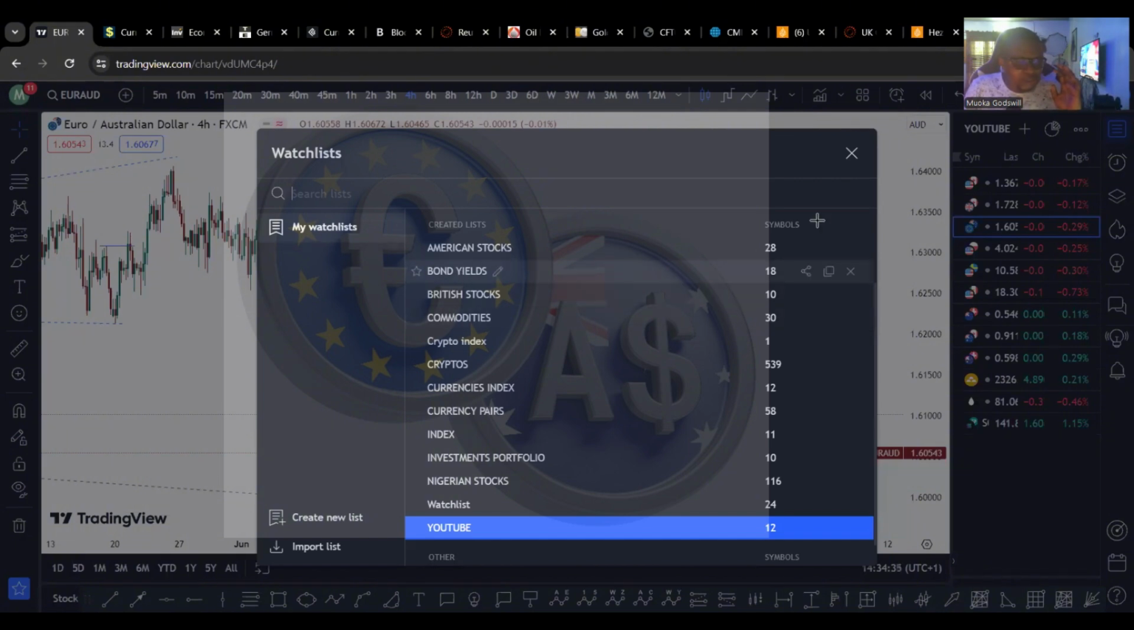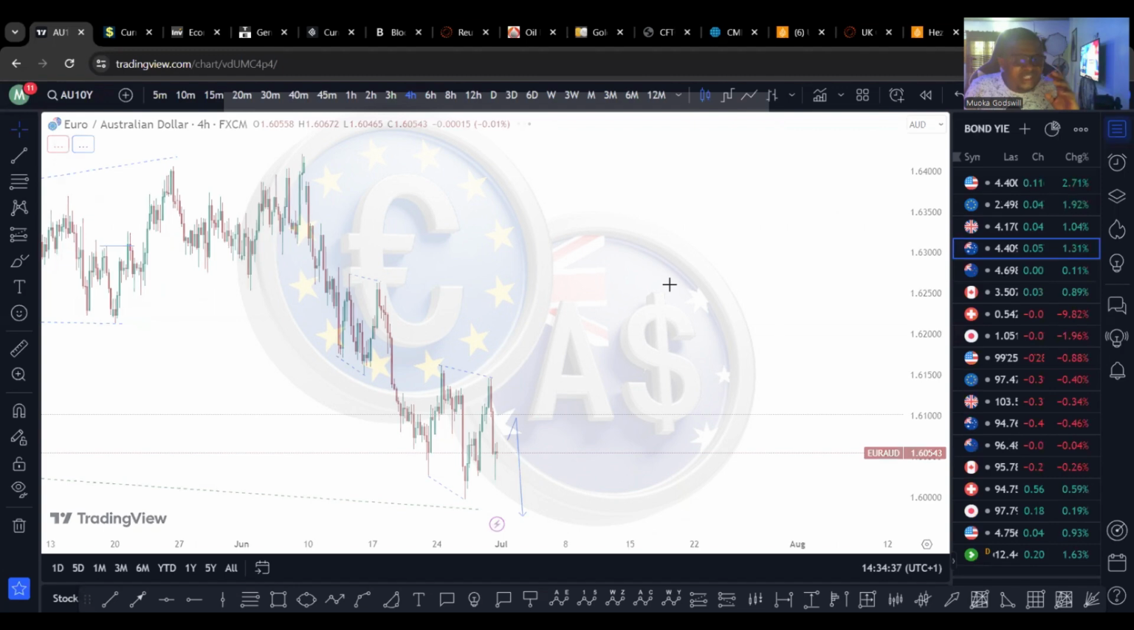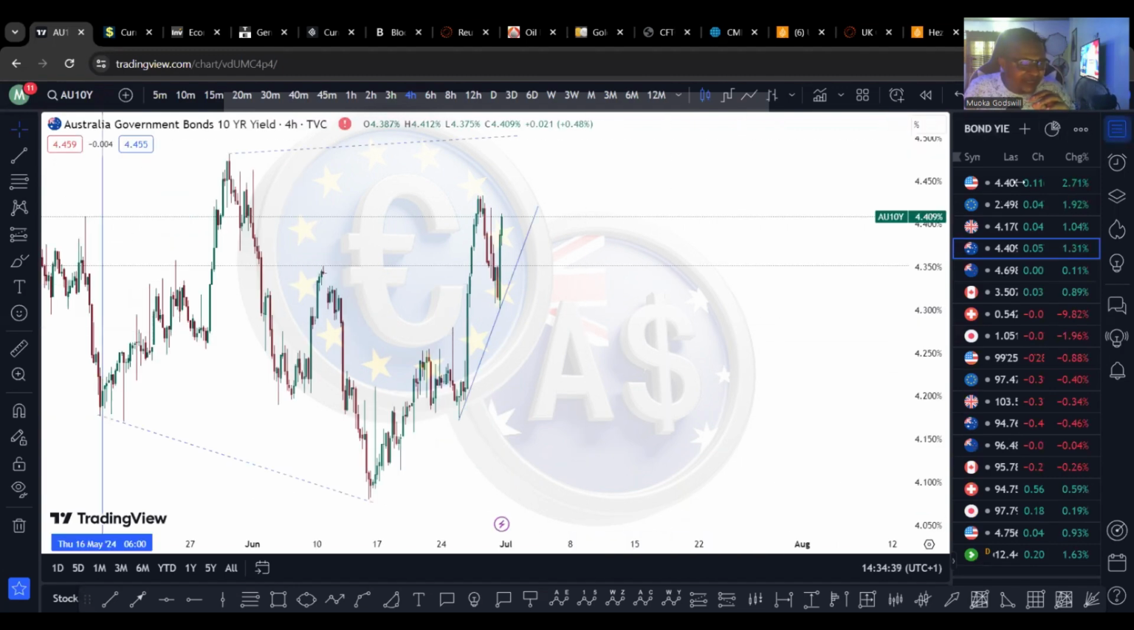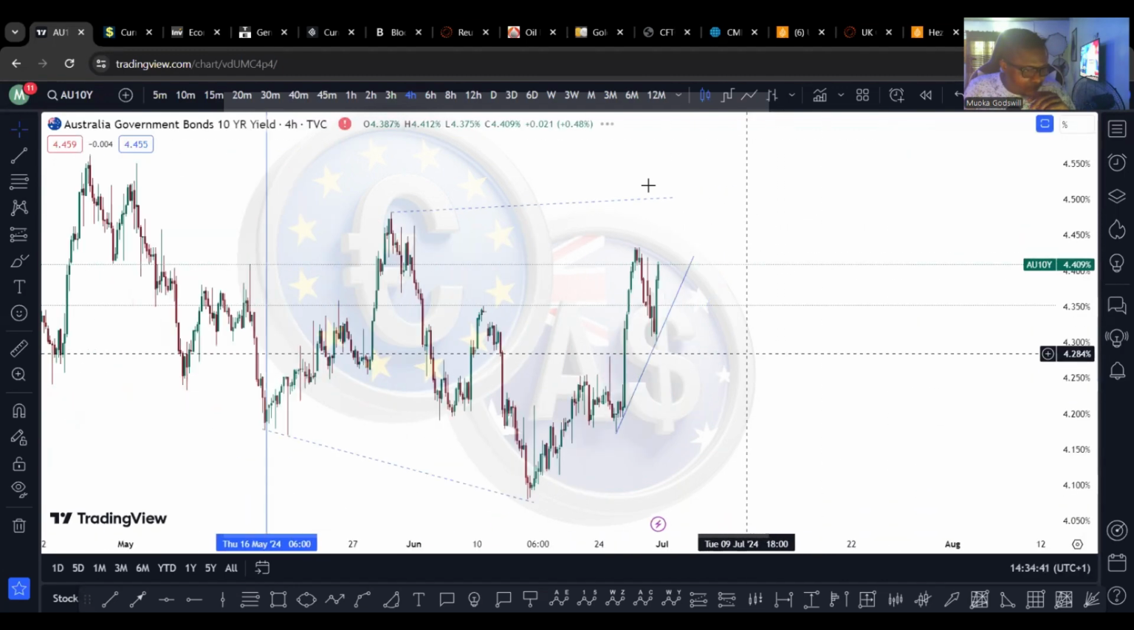If you look at the bond yields and look at the AUD 10-year bond yield, you can see price has been pushing probably to the upside. That is why I think there could be a pulse on Euro AUD. But for now, some strength is expected to come into the AUD pair, because you can see wave one, wave two, probably this is a third wave.